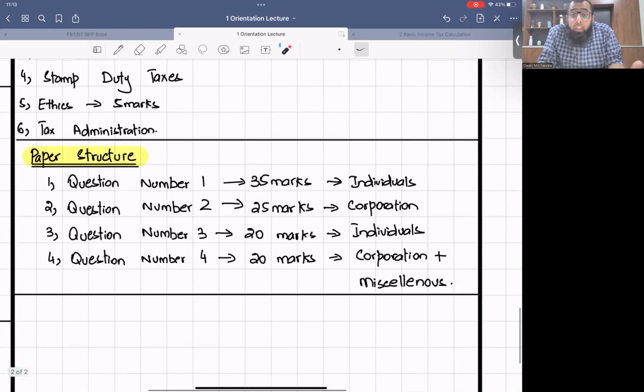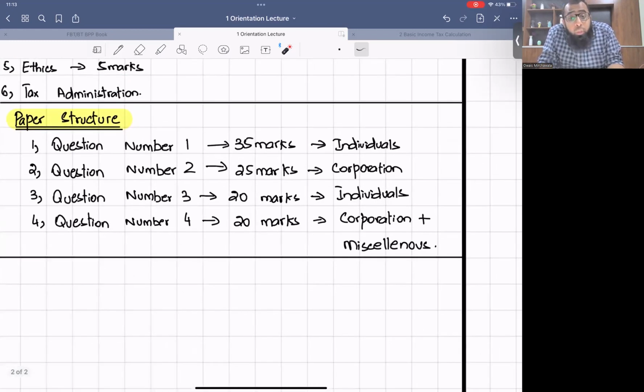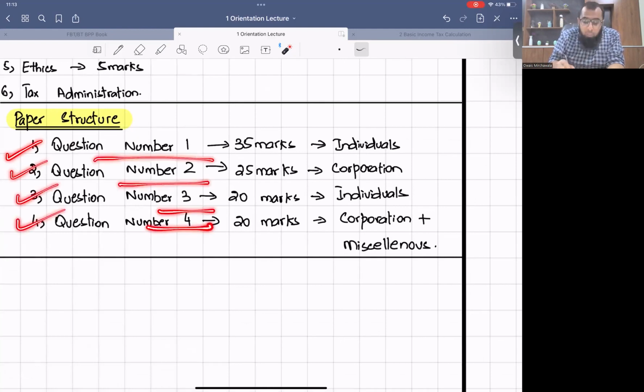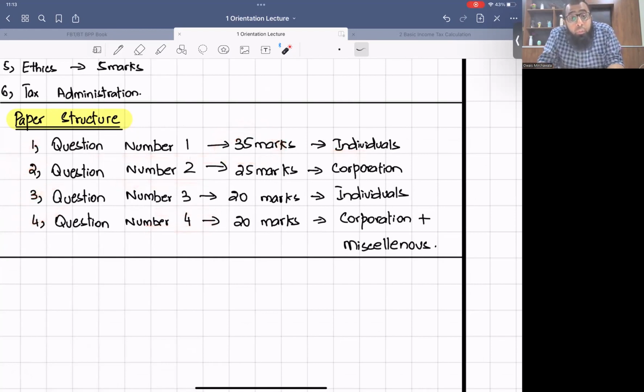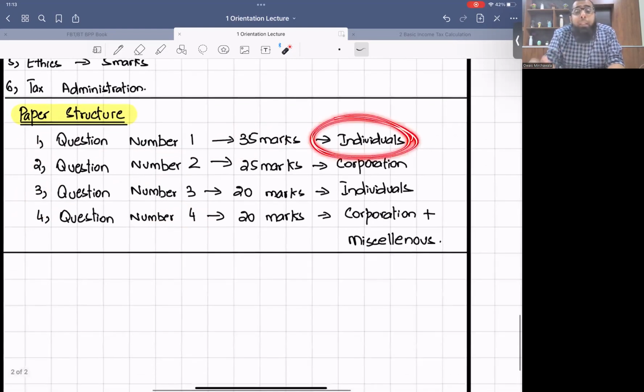Now, the last thing in the orientation is about the paper structure. You'll be having 4 questions: Question 1, 2, 3, and 4. Question 1 is of 35 marks. It is from individual taxation, like employment income, trading income, losses, overseas issues. So question number 1 is normally from individual taxation.